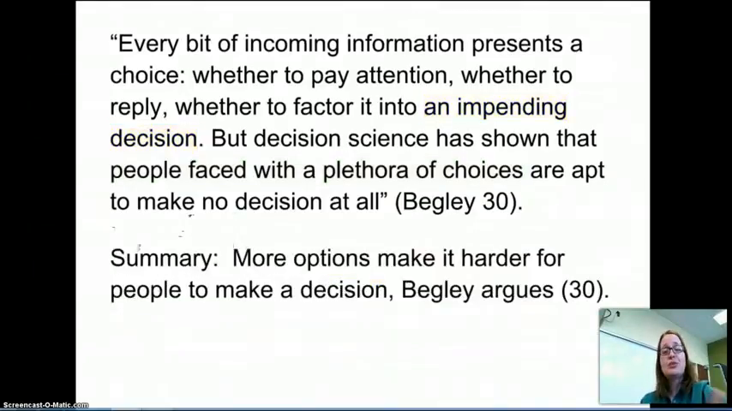All right, so let's look at one that would work. "More options make it harder for people to make a decision, Bagley argues." In this case, it's much shorter. I don't have any of the original words in my idea except for people and decision. Those are fairly innocuous words. I've used the word people, I've used the word decision, but I don't use them in the same way that they use them. I don't use them in the exact same place in my sentence, and that's part of the things that make it a little bit safer for you.